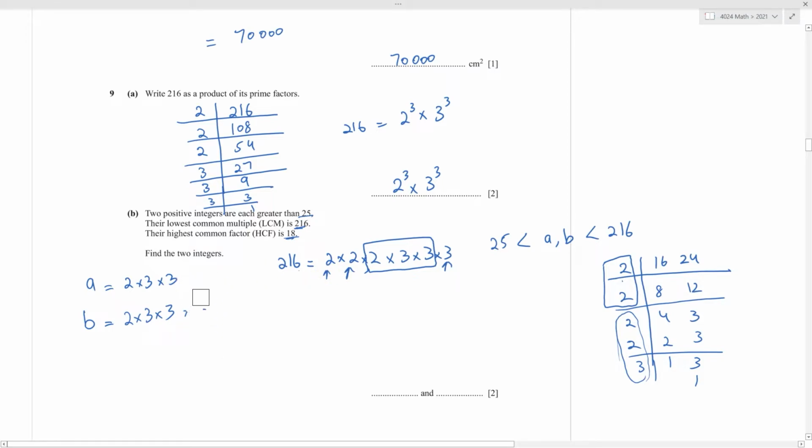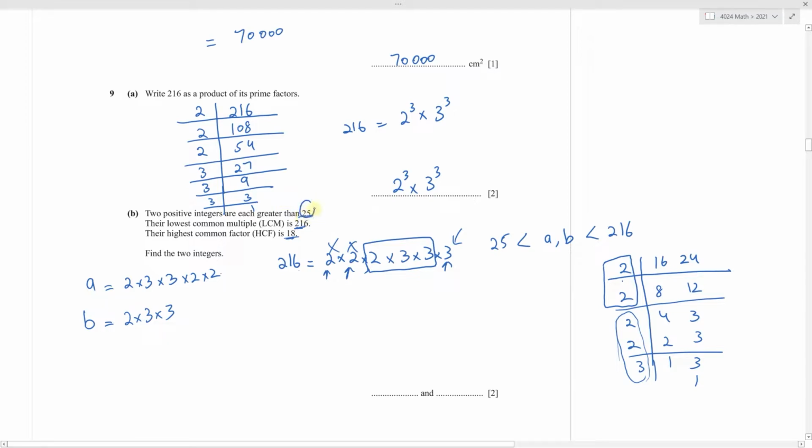Both of the 2's, these two prime factors belong to the same number. So we can give it to either of them. So let's give them to A. Now we are done with this. Now we have to decide, where does this 3 belong? Does it belong here or here?